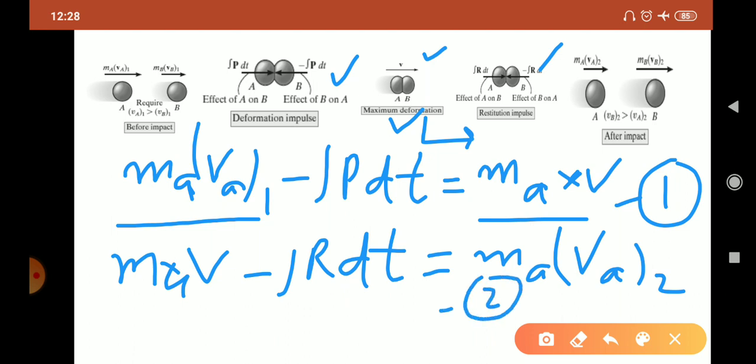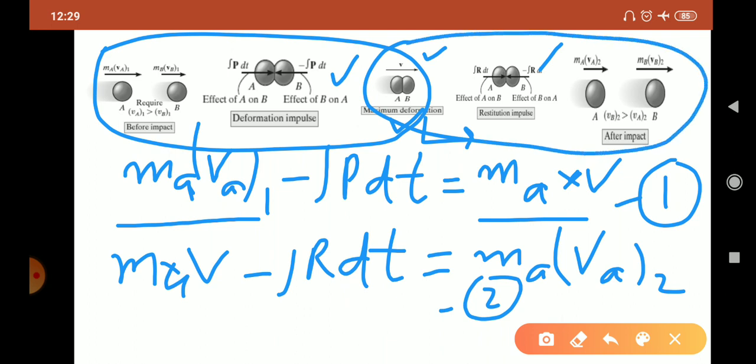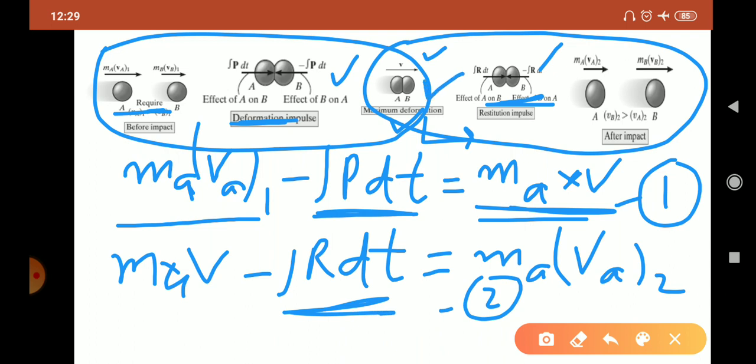Hope you understand. What we have done is we are going in series. First we have taken the equation for this sequence, and then we have taken the equation for this sequence. Here there is the deforming impulse, so we add the deforming impulse to the initial momentum, and we'll get this momentum. After that there will be the rebounding impulse, so we add the rebounding impulse to this momentum, and then we'll get the final momentum of body 1. So keep in mind, these two equations are for body 1.